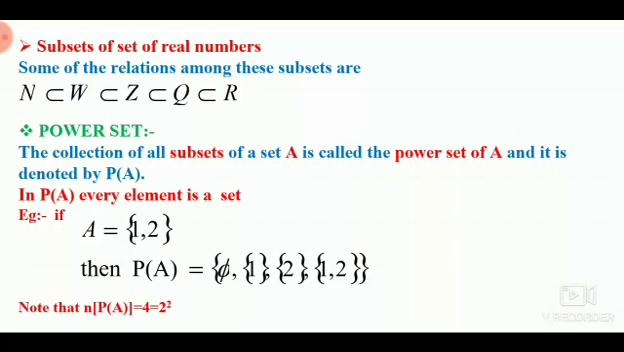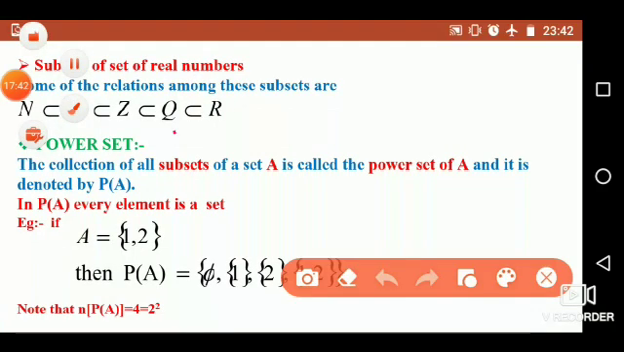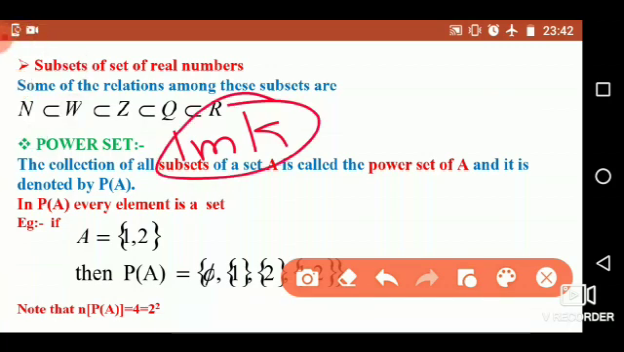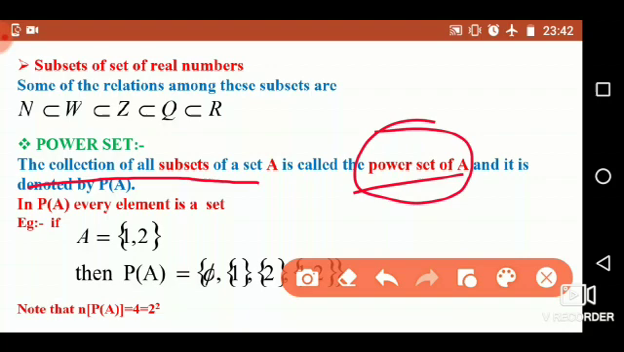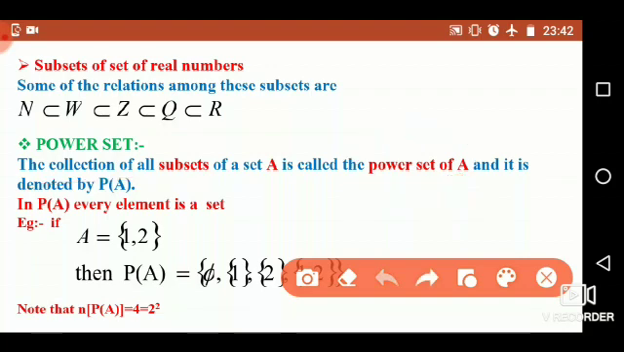Dear students, this is an important question for 1 mark. They may ask to define power set or write the power set of a given set, which will be asked in the examination for 1 mark. The collection of all the subsets of a set A is called the power set. The group of all the subsets of a given set A is called the power set of A, and it is denoted by P of A. P stands for power of a given set A.